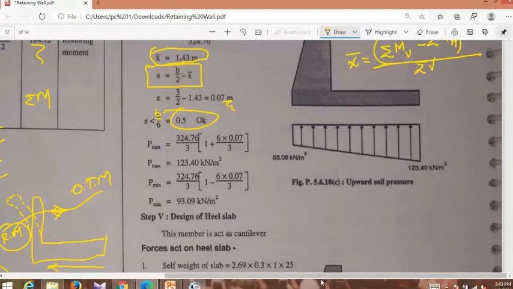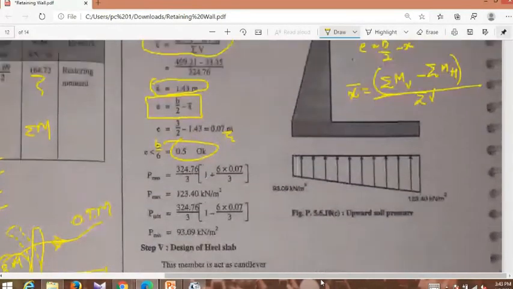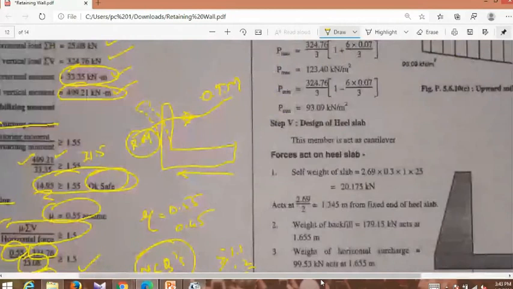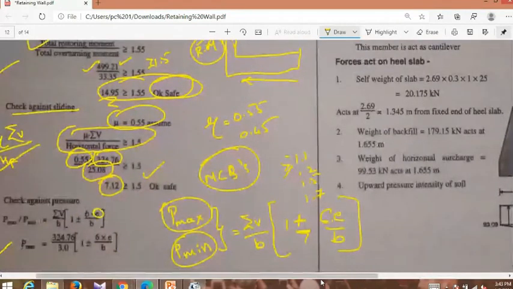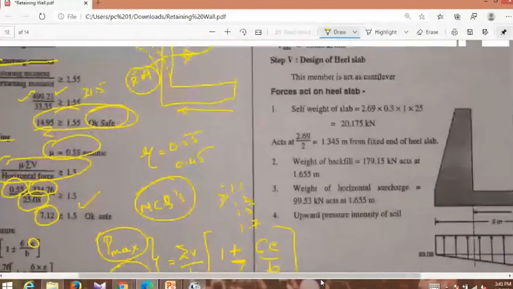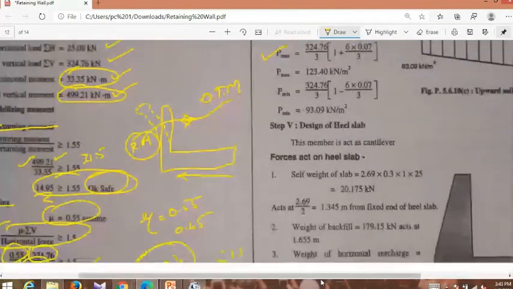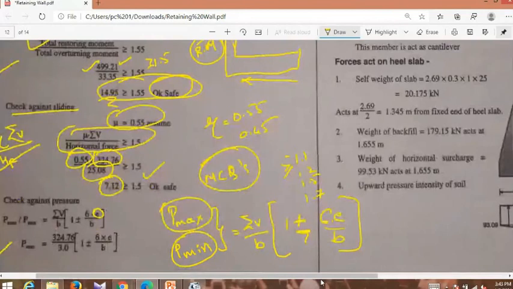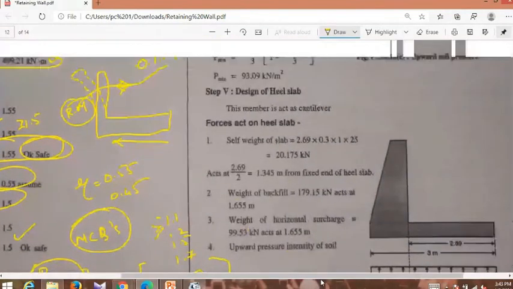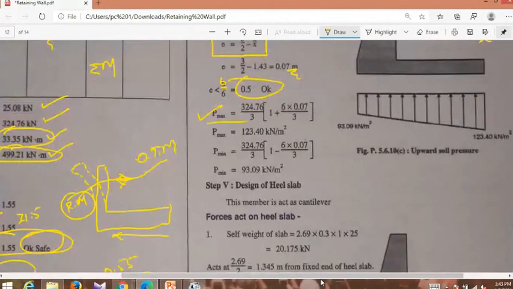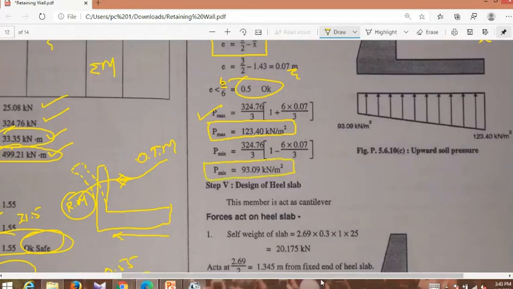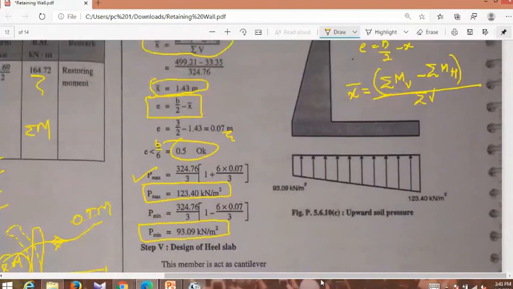Okay, 0.5. Here we have got all the values, meaning we needed the E value, so we have calculated the E values. Just substitute here: P max equals summation of V divided by B plus or minus 6E upon B. On simplification, we will get P max as 123.40 and P minimum as 93.09 kilonewton per meter square.